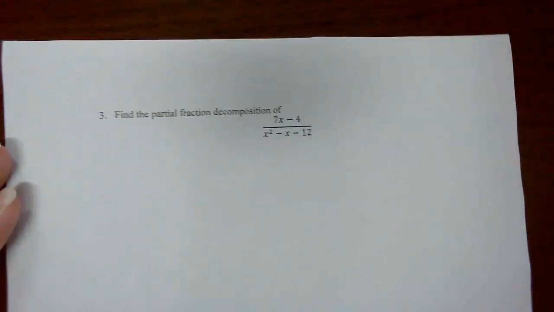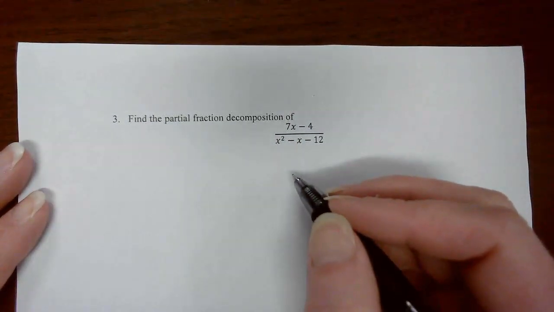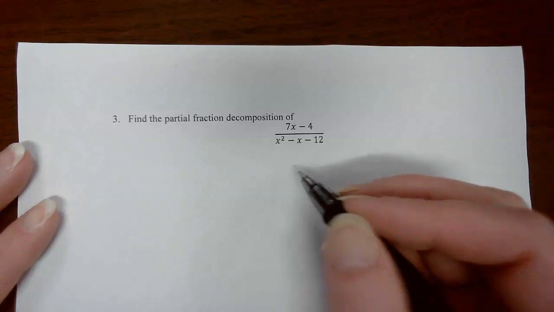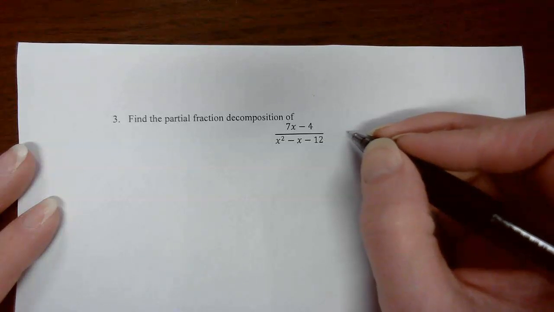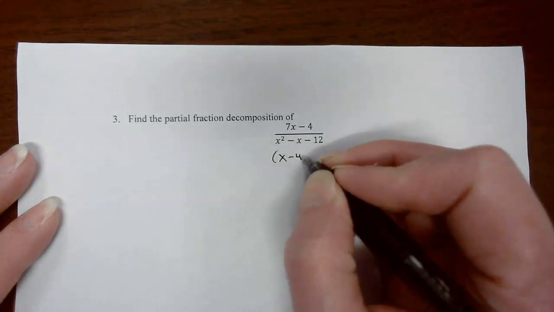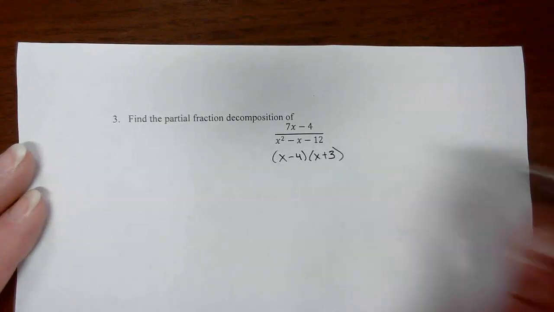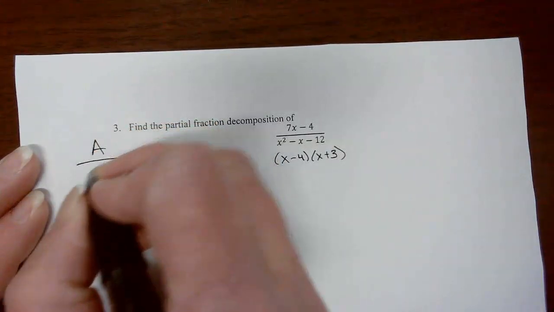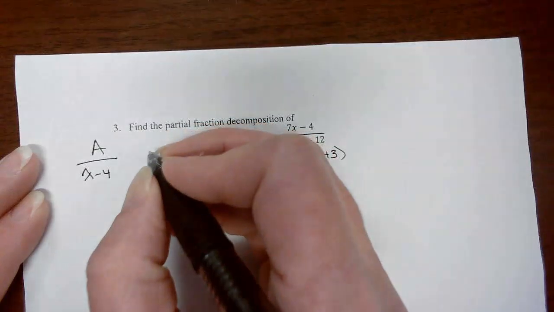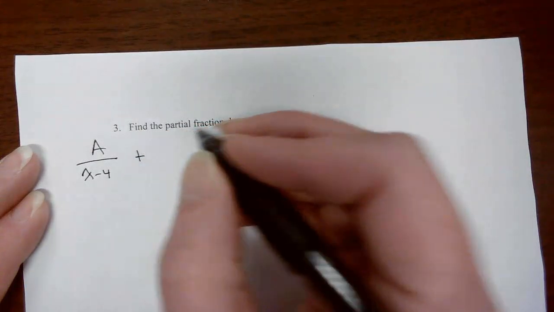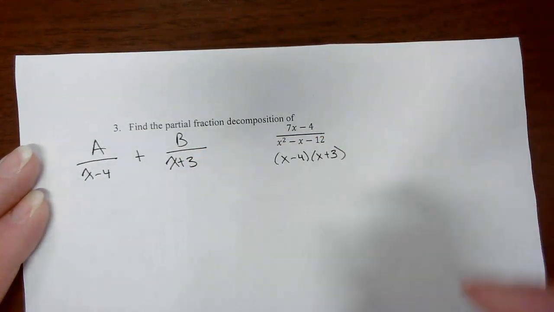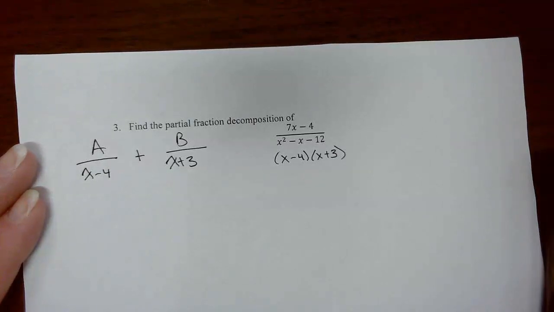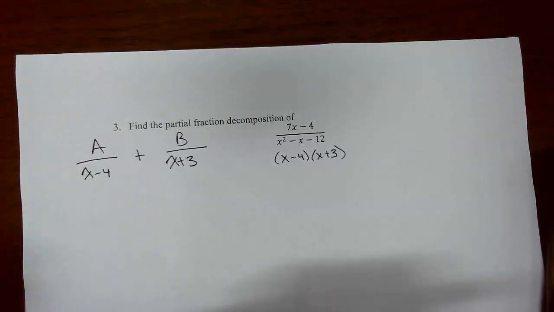Now let's look at the last two examples. Notice the denominator here. I would need to factor it first. So that would be x minus 4 times x plus 3. That tells me what I'll need over here. Kind of know what's going to happen.